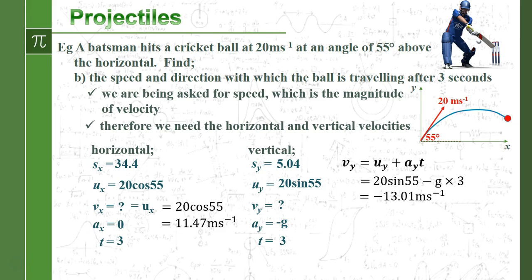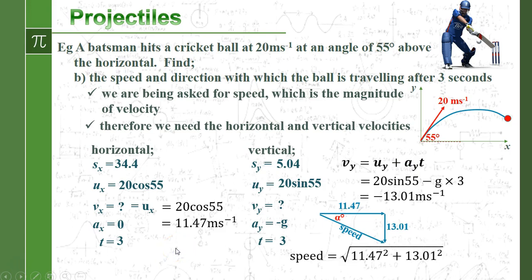Now we've got to finish off because we need speed, so we're going to need a bit of Pythagoras initially. So there we go, there's our speed, 11 squared plus 13.01 squared. Doesn't matter about the minus in this case because speed doesn't have direction. So there's our speed, 17.3 meters per second.